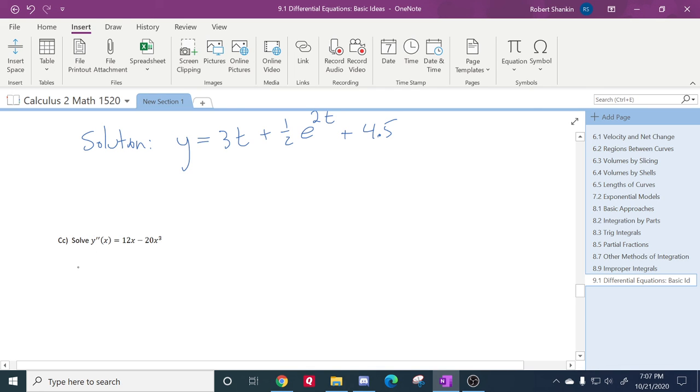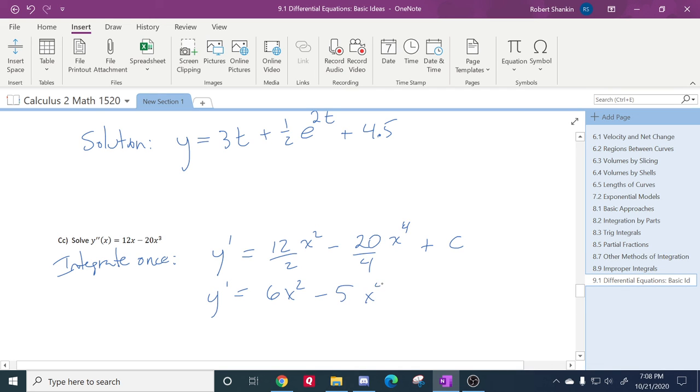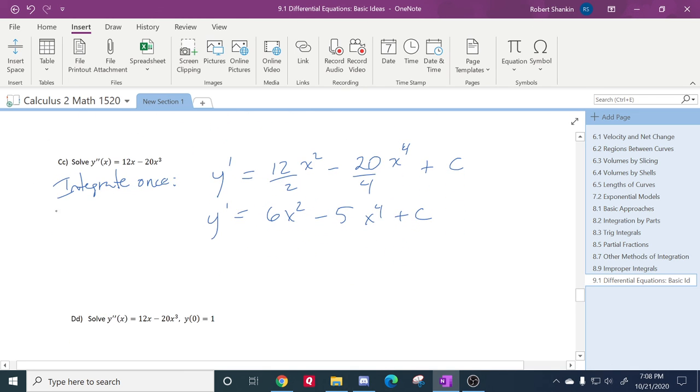When I integrate once, I'm going to get y prime on the left. It'll take away one of the derivatives. I'll get 12x squared over 2 minus 20x to the 4th over 4 plus a constant. Now, this is going to reduce to 6x squared minus 5x to the 4th plus a constant. Now we're going to integrate again.